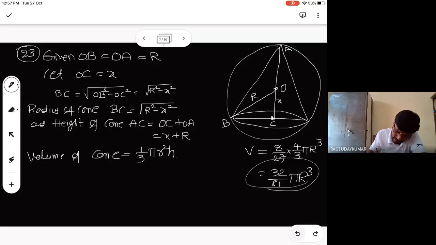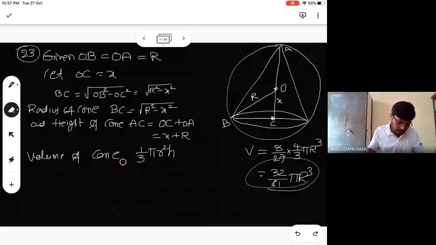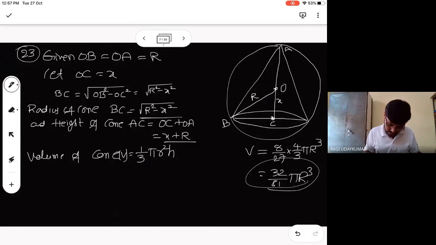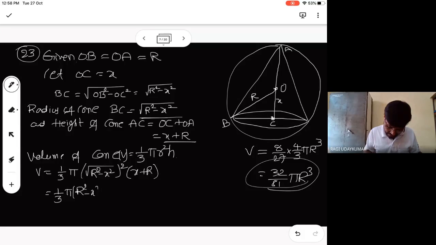Volume of the cone V is equal to 1 by 3 pi R square H. Okay, so this we have to make maximum. Here R and H values you have to substitute from the previous. So radius is this one and H is this one. Substitute both. So V is equal to 1 by 3 pi, radius is under root of capital R square minus X square, whole square, H is equal to X plus R. So 1 by 3 pi into R square minus X square into R plus X.